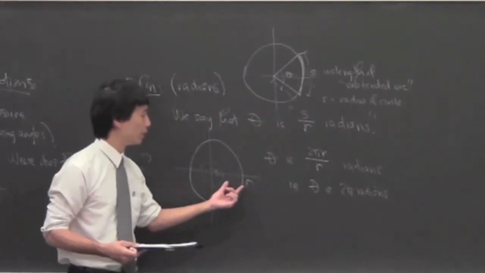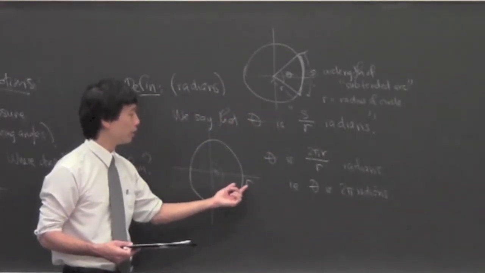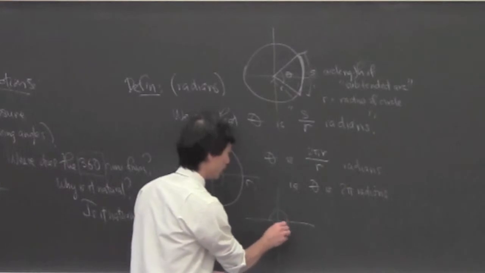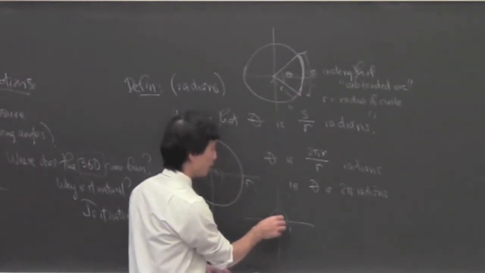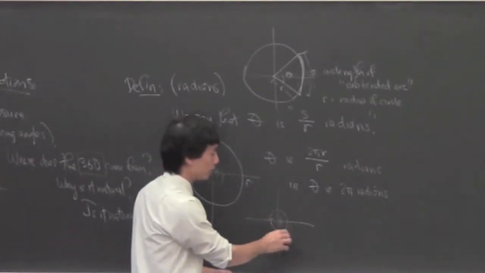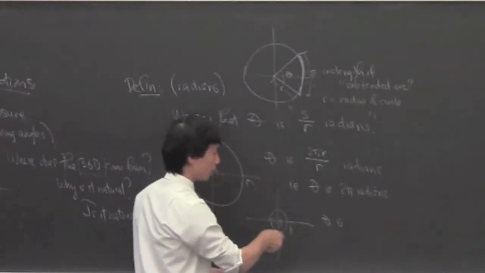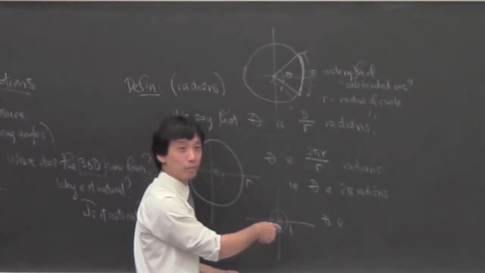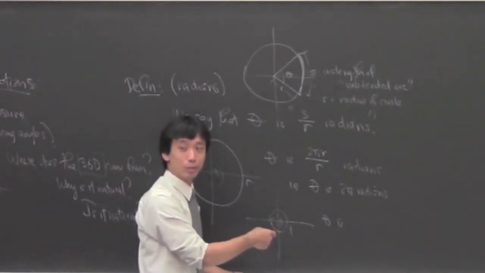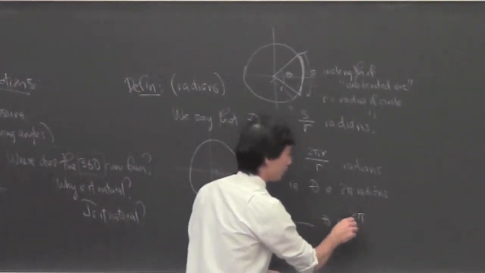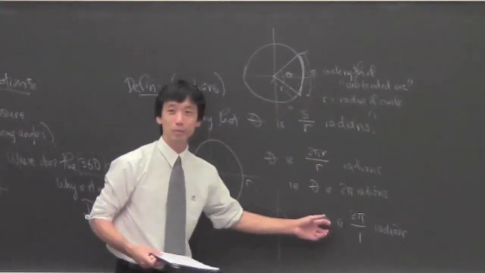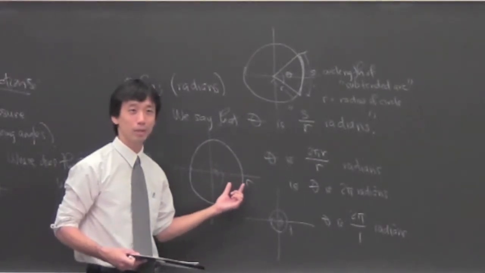And you notice that if I change r, that doesn't change theta, right? If I have a circle of radius 1, say, and I say theta is the full circle, what is theta in radians? Well, theta is arc length. Well, what's the length of the full circle of radius 1? 2 pi. 2 pi over the radius 1 radians. It's still 2 pi radians, right? It doesn't depend on what r is.